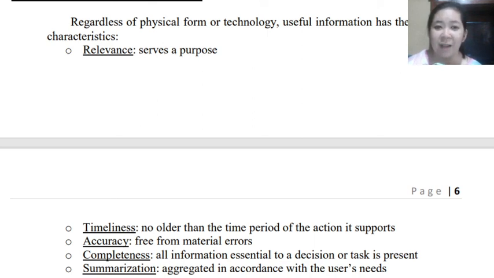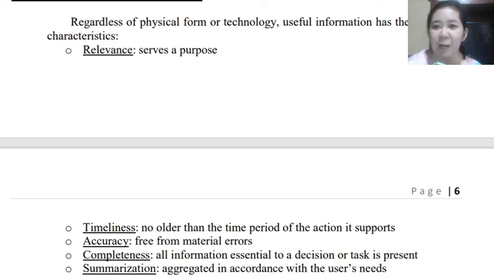And of course, it should be summarized, so that's why this is in the form of reports. It should be aggregated in accordance with the user's needs. So summarizing means from all of the transactions, they will be sorted and compiled, for example, in the form of accounts and their balances in the financial statements, so that it can easily be understood by the users for decision making. So those are the different characteristics of useful information.